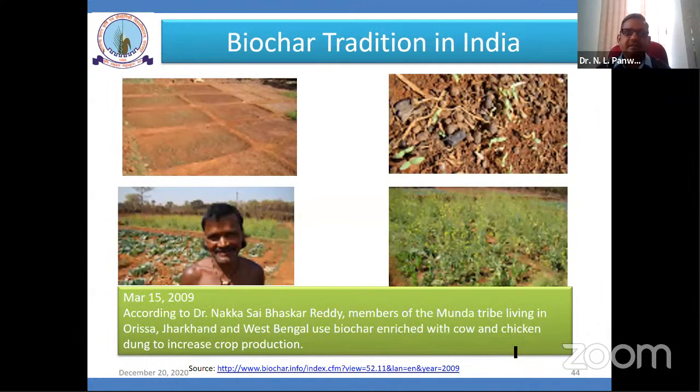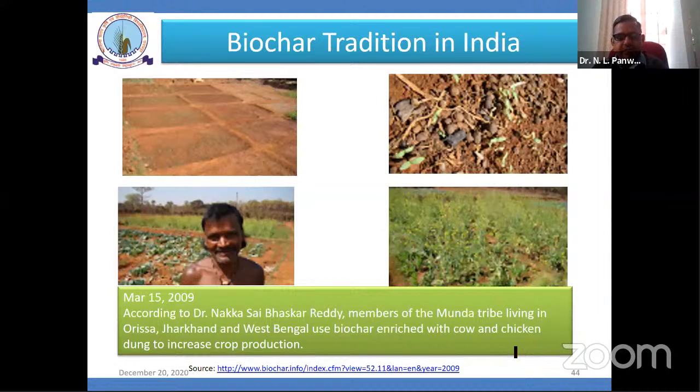And traditionally, in the Indian continent, in India, in the Jharkhand people's area, the tribal people are converting crop residue or forest residue to biochar and feeding it into the soil in their own field. And then their productivity drastically increased. Bhaskar Reddy, they are members of the Munda tribe living in Orissa, Jharkhand, and West Bengal. They use the biochar to enrich with cow dung and chicken dung, so poultry droppings and cow dung, for an increment of crop production.